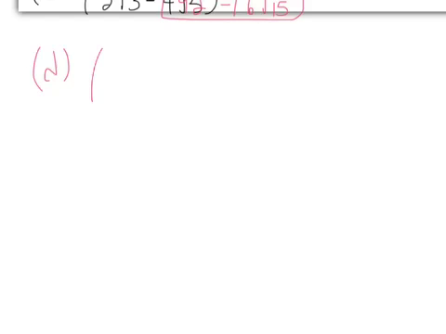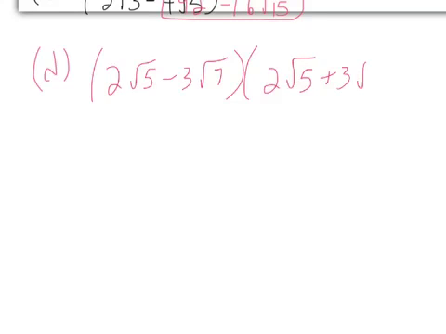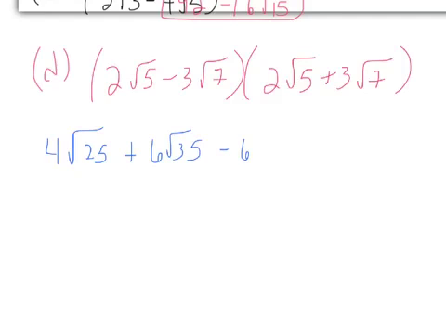Part D says the following. 2 root 5 minus 3 root 7 times the quantity 2 root 5 plus 3 root 7. Well, let's see what happens here. This looks interesting because we've seen this before. If we FOIL this, we're going to end up getting 4 radical 25. Then the outer term is going to give me plus 6 root 35. Inner is going to be minus 6 root 35. And then last will be minus 9 root 49. Well, here what's interesting is that the middle terms cancel.